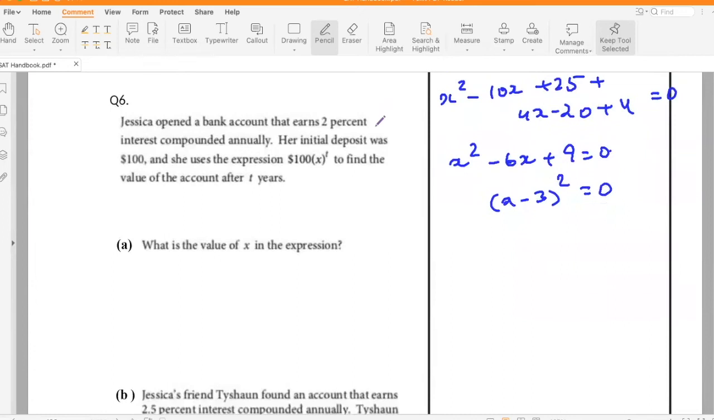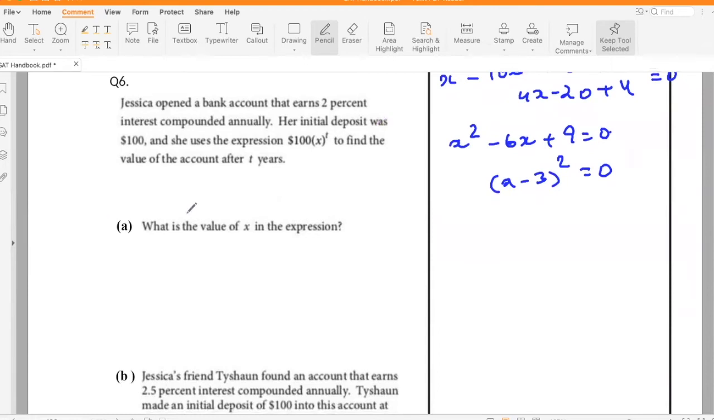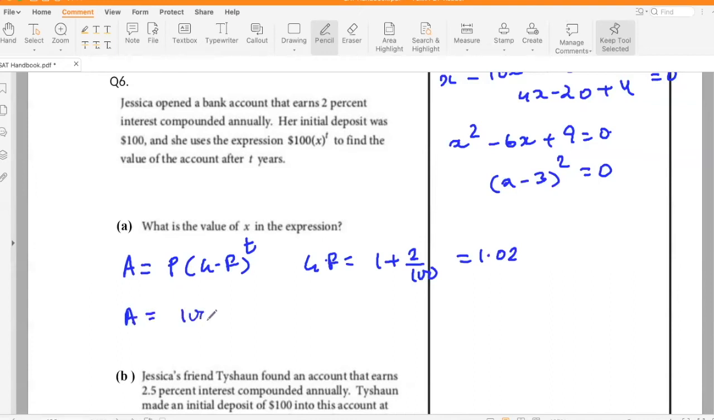Jessica opened a bank account that earns 2% interest compounded annually. Her initial deposit was $100 and she uses the expression 100 times x to the power t to find the value of the account after 2 years. What is the value of x in the expression? So using the compound interest formula, her final value will be her initial value times growth factor to the power t, where the growth factor will be 1 plus 2 by 100, which is 1.02. So the final amount will be 100 times 1.02 to the power t. So x is 1.02.